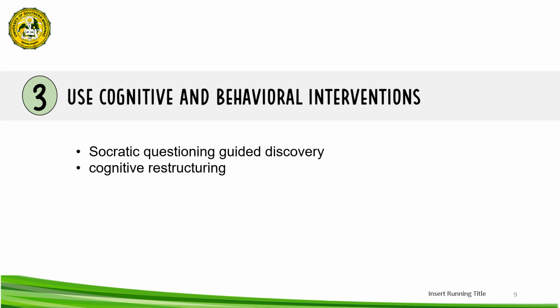The third step in working with Stan's fears is to use cognitive and behavioral interventions. Once Stan more fully understands the nature of his cognitive distortions and his self-defeating beliefs, the therapist draws on a variety of cognitive and behavioral techniques to help Stan learn to identify, evaluate, and respond to his beliefs. The therapist relies heavily on cognitive techniques such as Socratic questioning, guided discovery, and cognitive restructuring to assist Stan in examining the evidence that seems to support or contradict his core beliefs.